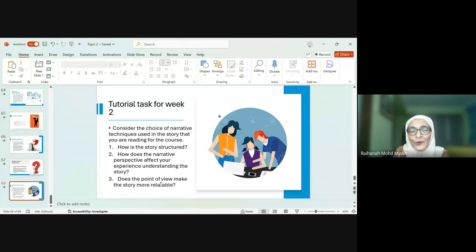And does the point of view make the story more relatable? Does it make you relate with the character, or does it make you distance yourself from the character? Okay, so these are questions that will help you in the coming week.